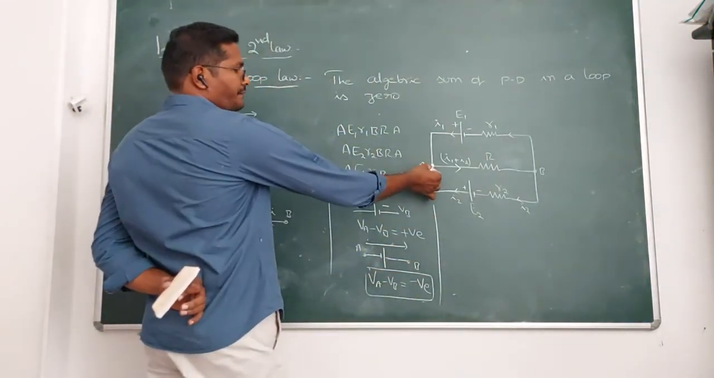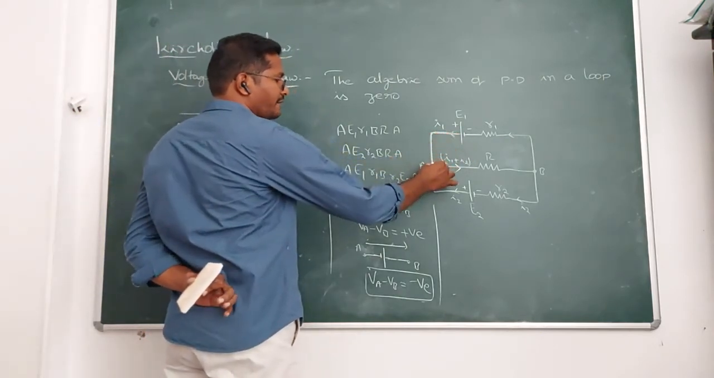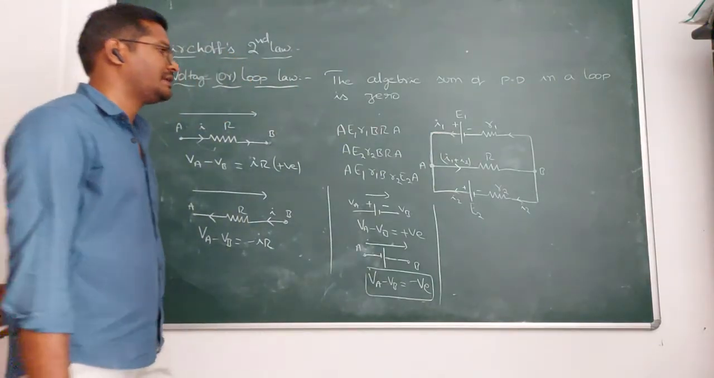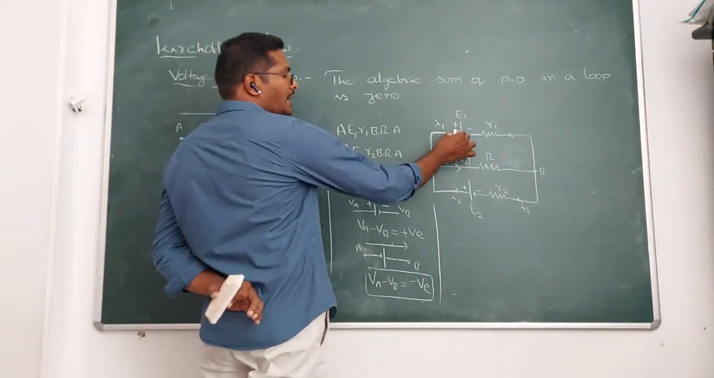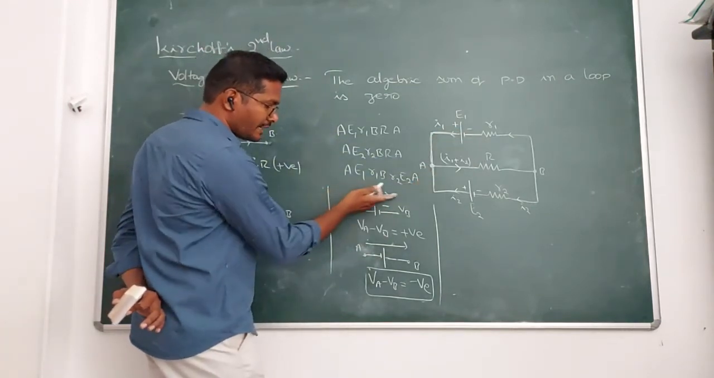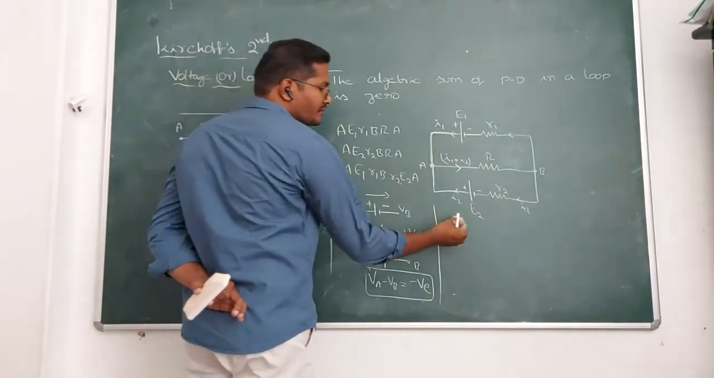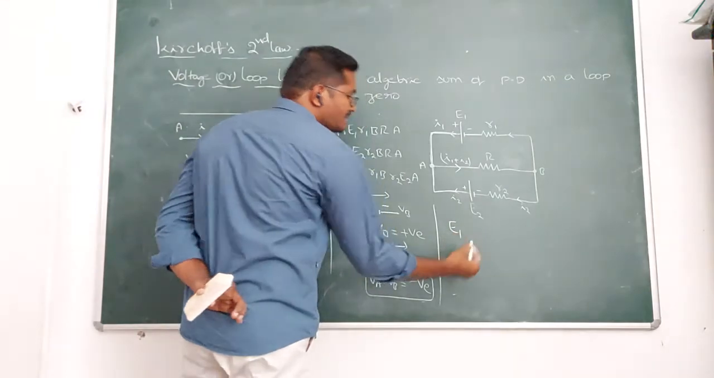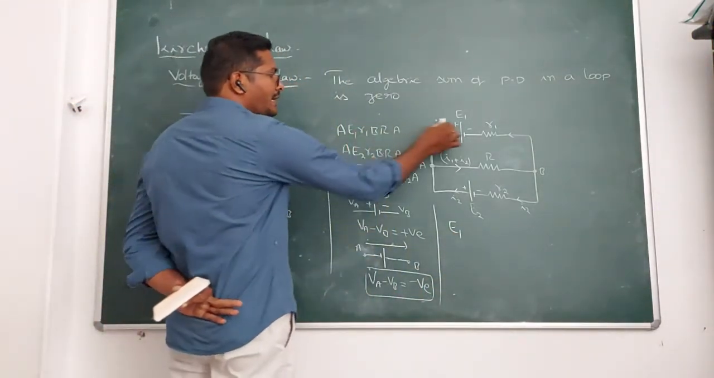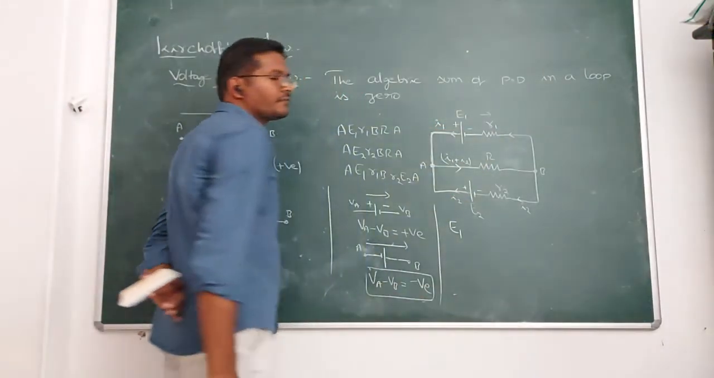First, when you are moving from A to E1, there is no equipment there, so there is no potential difference. And I am moving from higher potential to lower potential, so you need to take that EMF as positive. I am taking E1 as positive. Then you are moving from E1 to R1.